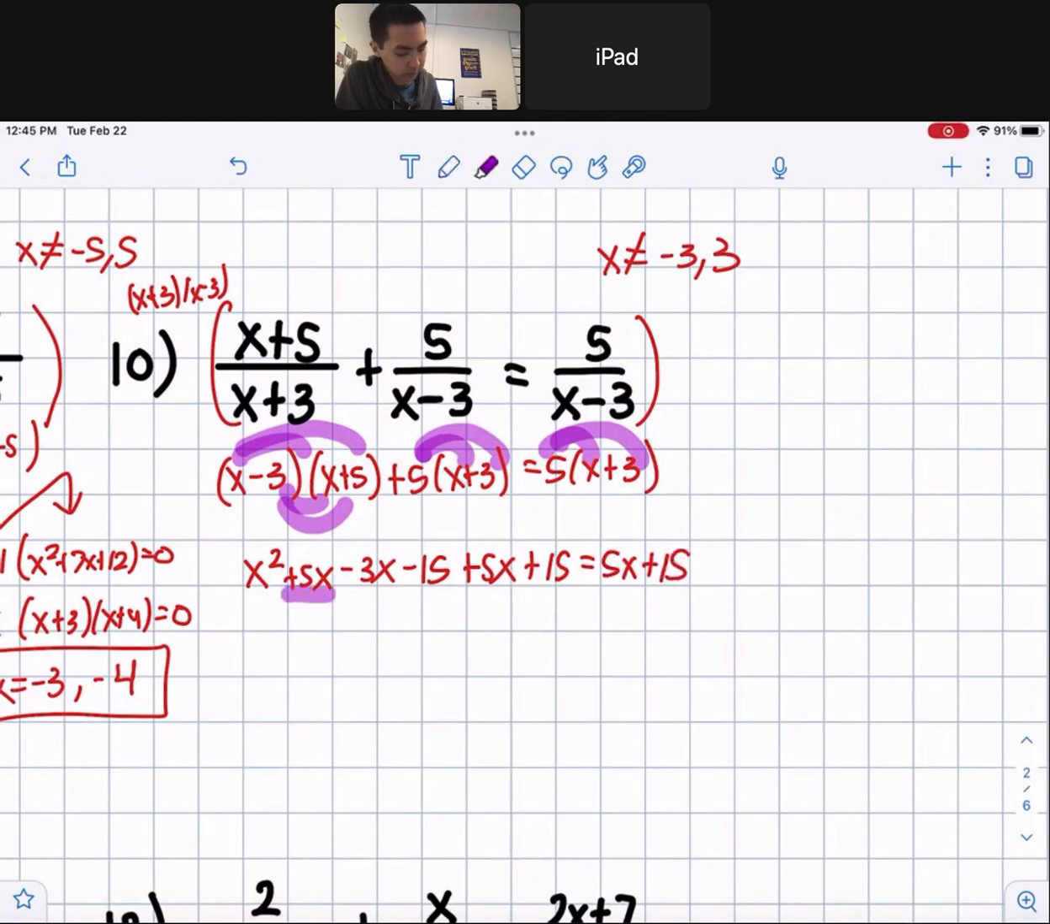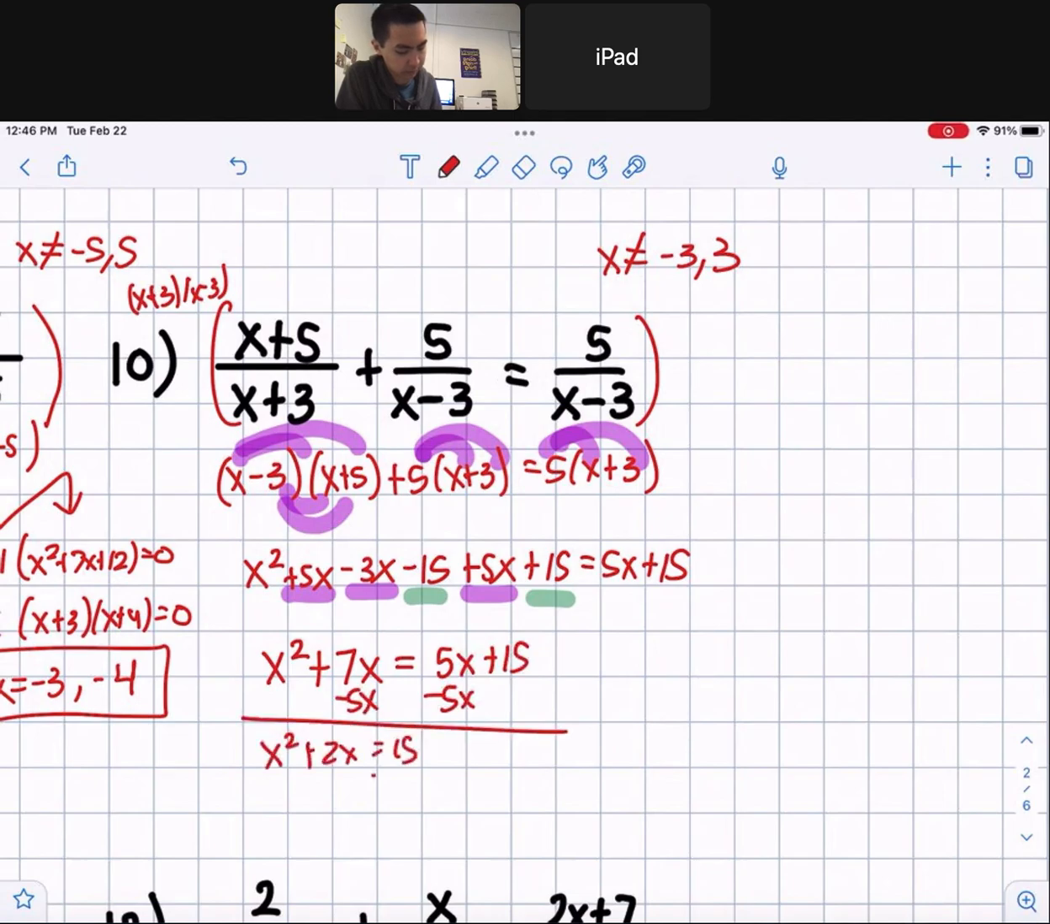So now let's combine like terms. All these x terms combine, and these constants combine. So we have x to the second plus 7x equals 5x plus 15. And now let's subtract 5x from both sides to get x squared plus 2x equals 15, and subtract 15 on both sides.